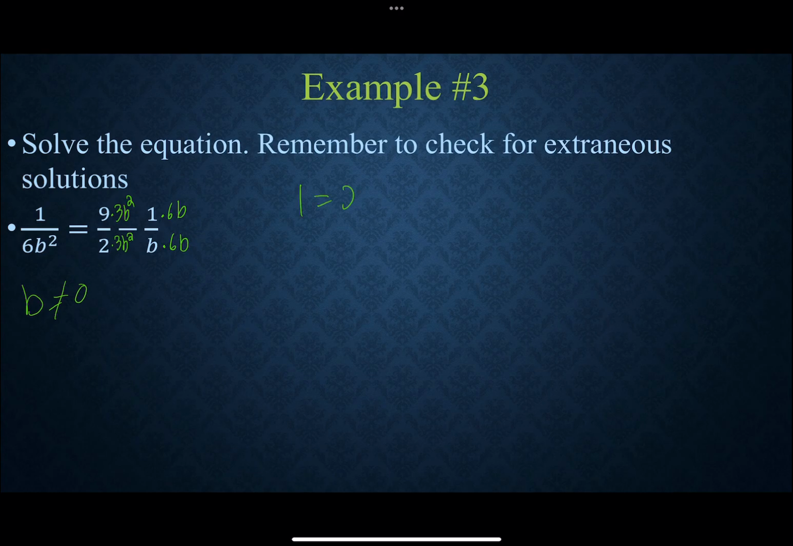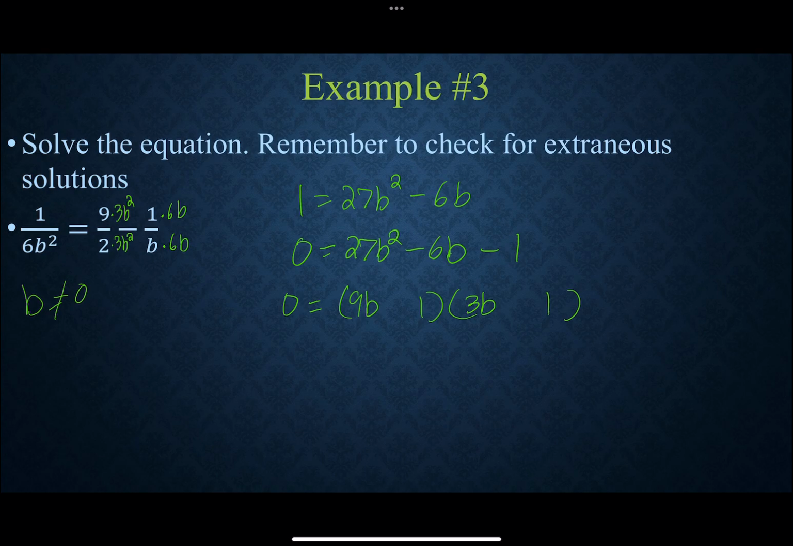We get 1 equals 27b squared minus 6b. So it's a quadratic, so it has to equal 0 to factor and solve. So we get 27b squared minus 6b minus 1. So we're looking to factor this thing. And again, if you need to review how to factor quadratic trinomials, go back to the 2.1 video to go through that. I'm not going to explore that right here.